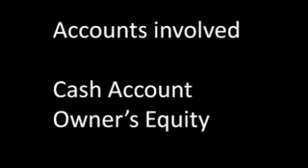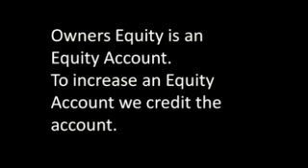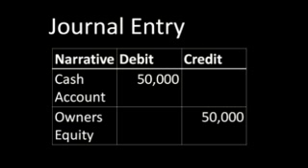The first step will always be to identify the accounts involved. For this transaction, they are the cash account in which $50,000 is placed and the owner's equity account where Ali's interest is recorded. Cash is an asset for the business, and to increase an asset account we always debit the account. The equity is Ali's interest in the business. To increase an equity account we credit the account. Look at the journal entry here. It really is very simple. Debit the cash account with $50,000, credit the equity account with $50,000.